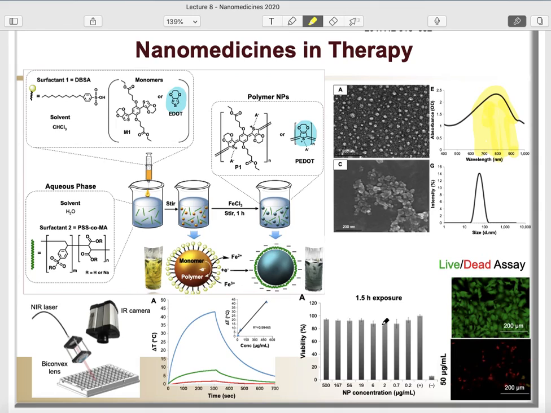We showed that the nanoparticles were cytocompatible, meaning that they did not decrease the viability of the cells at even very high concentrations. So that's a good thing. And we were also able to show that the cells were alive in the presence of the nanoparticles as long as the laser was off. But once the laser was turned on, the cells actually died. And this is a live dead assay that I can tell you about later on. So with that, I'm going to go ahead and finish up this lecture.